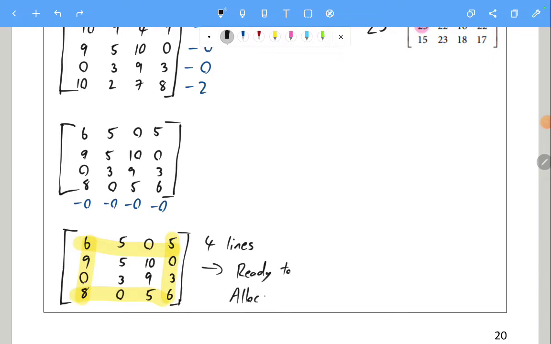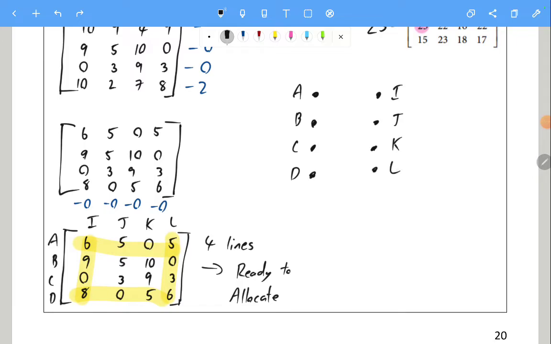So let's call the people A, B, C, D, even though there are actually no names, and I, J, K, L, just for the sake of it. And let's go through and allocate. A, B, C, D, I, J, K, L. A can only do job K. B can only do job L. C can only do job I. And D can only do job J. And there we go, there's our allocation. A does K. B does L. C does I. D does J.